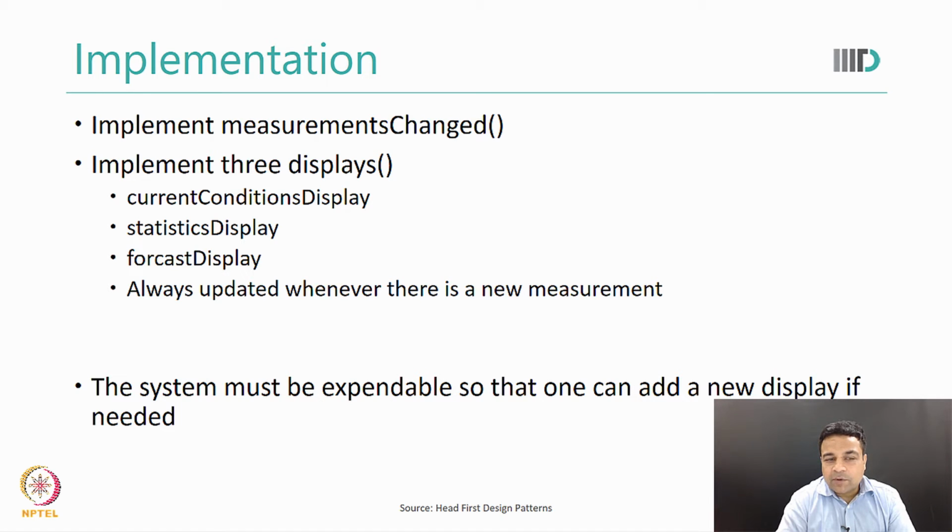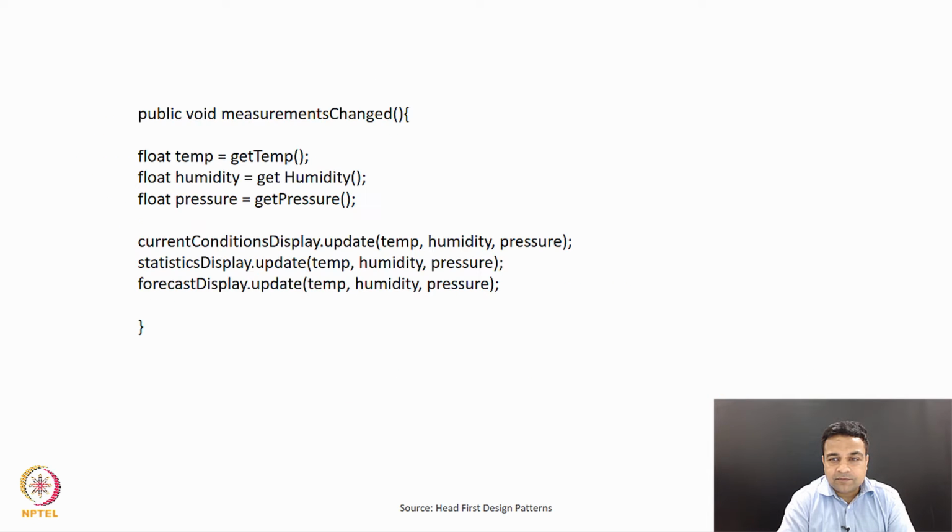The number one thing that we have to keep in mind is that the displays are always updated whenever there is a new measurement, and the system must be expandable so that one can add a new display if it is needed. So here is a possible implementation of measurement change. It first tries to get the temperature, humidity and pressure readings, and then it updates each of the displays one by one.